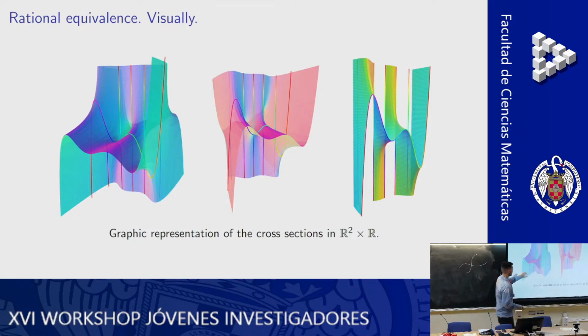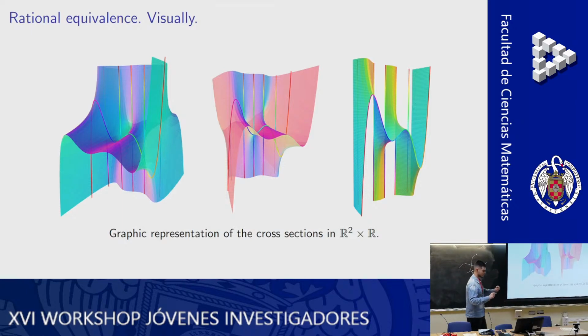So basically we are going to take the plane and make a product with the projective line. And up there in the product, we are going to take a variety. For example, in this case, the variety is this surface, and the cross sections of the surface are the different elements of the equivalence class. So that's the idea behind rational equivalence.